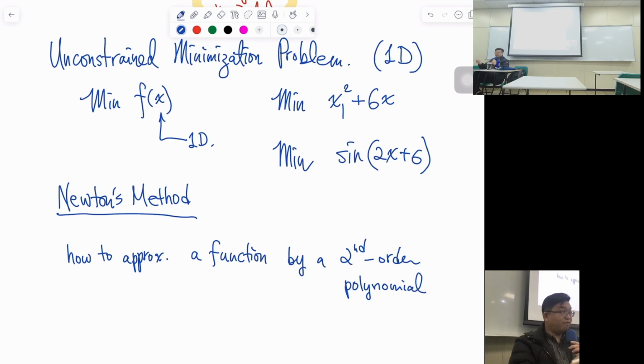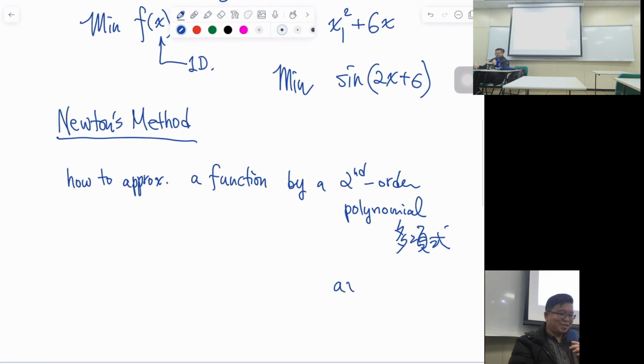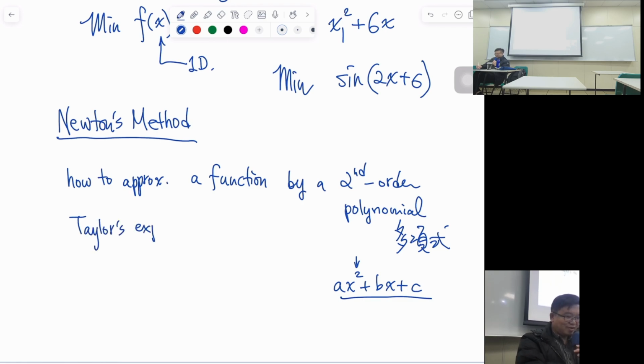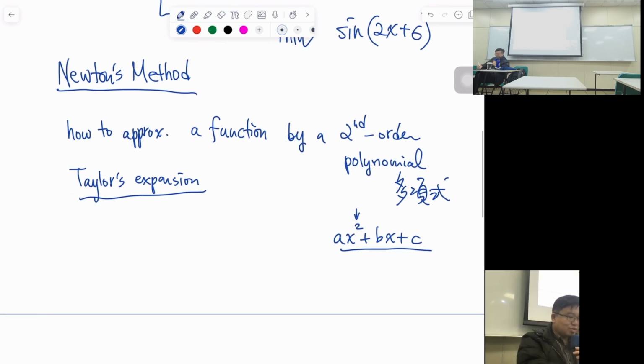In Taiwanese, 多项式 is polynomial. You know polynomial, right? Something like this. This is a polynomial. Second order, because cubic would be third. How? Say again? Yes, exactly. Thank you. Taylor expansion. Okay. So we are going to do a second order Taylor expansion.